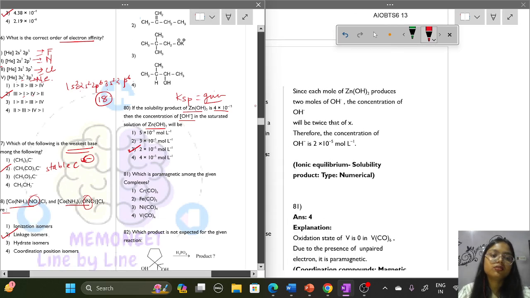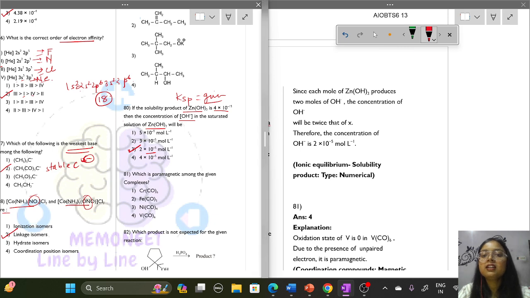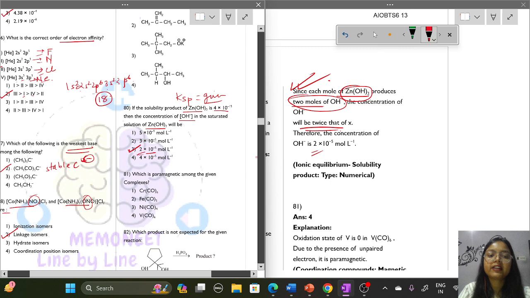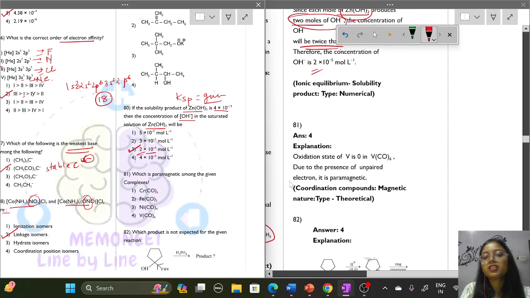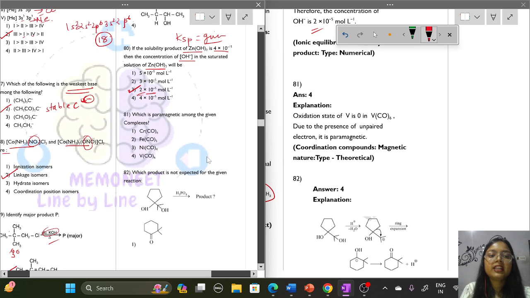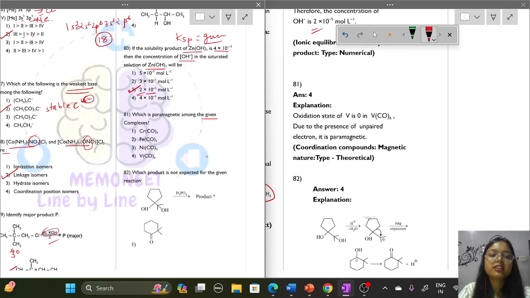Yeah, we have calculated for this part only. Since each mole of Zn(OH)2 produces 2 moles of OH minus, don't forget this part, otherwise you will get the answer wrong. So the concentration will be twice, therefore 2 is added here: 2 into 10 to the power minus 5 mole per liter. This is the concentration of OH minus. Option number 3. Next is question number 81, which is paramagnetic among the given complexes.